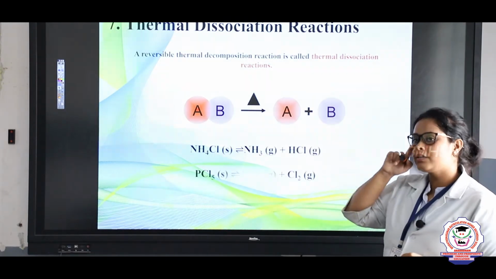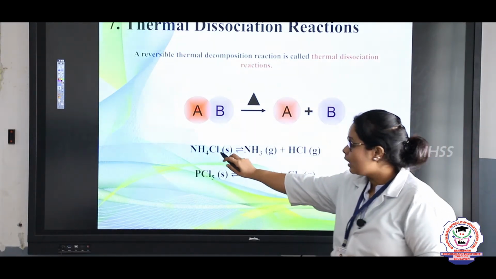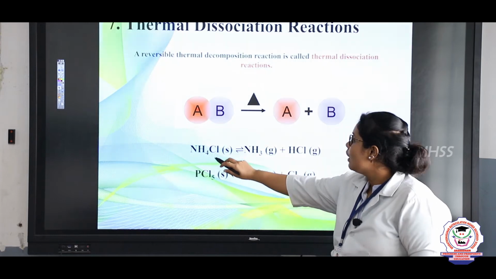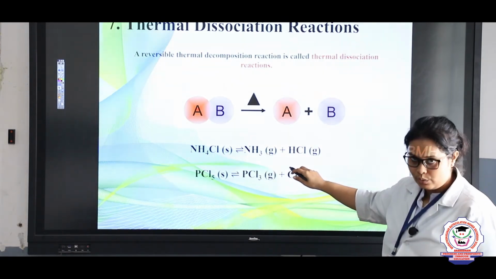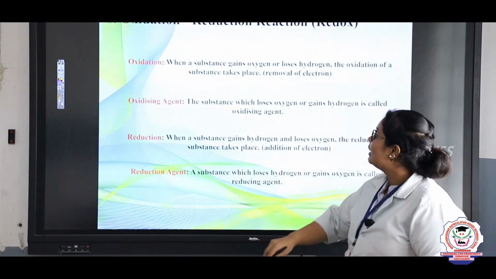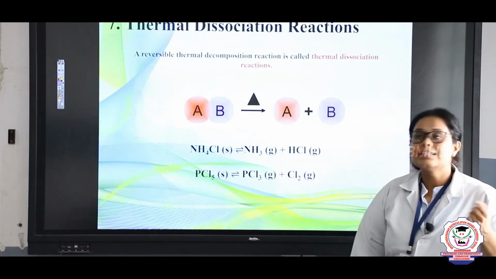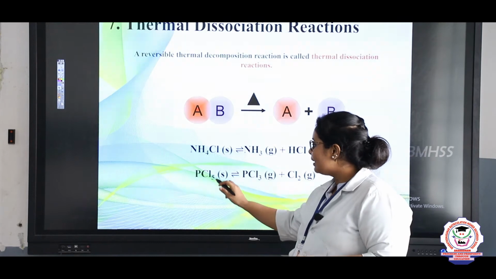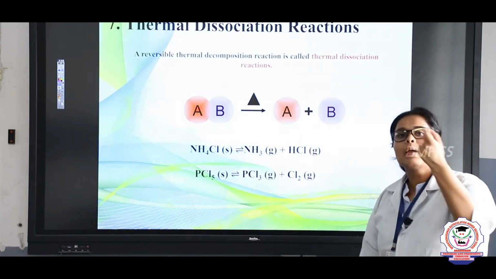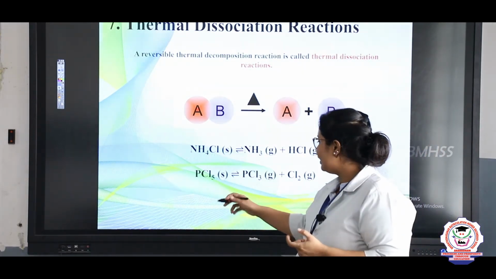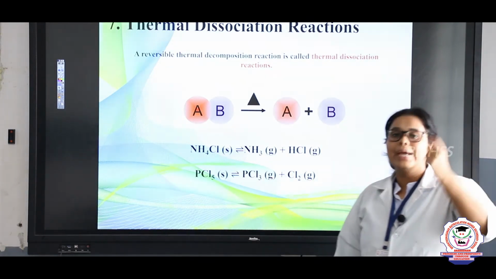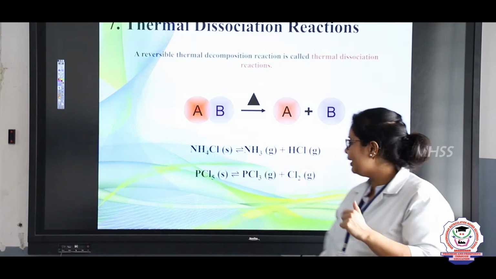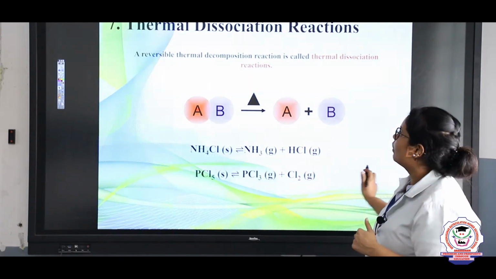Now, see this reaction. This is ammonium chloride. Ammonium chloride will give ammonia and hydrochloric acid only when the heat is provided. Same way here, you are taking phosphorus pentachloride. When you are heating it, only then it will get dissociated into phosphorus trichloride and chlorine, okay.